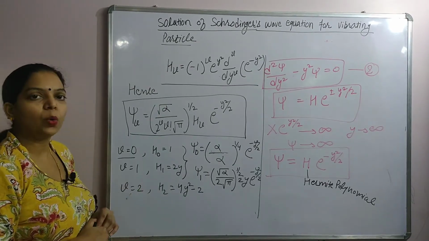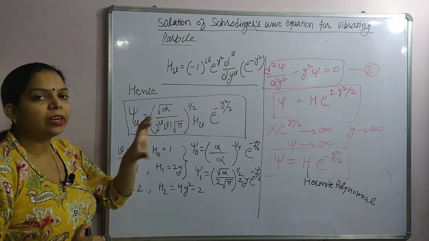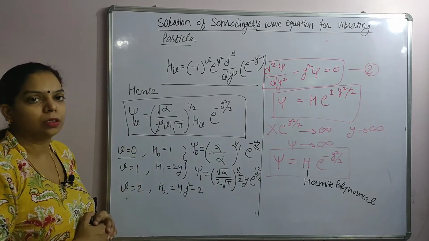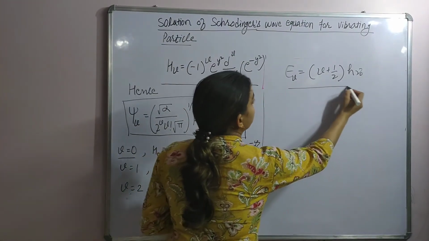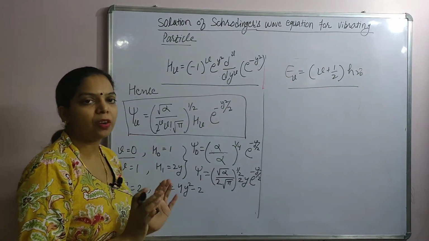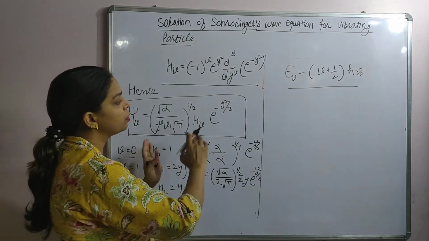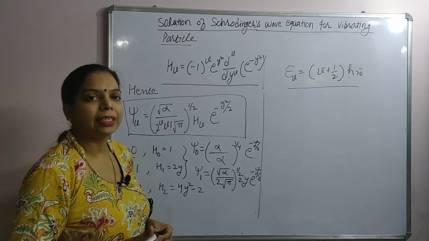Now let's find out the energy expression. We have already seen the expression. Now we will calculate it. We will solve that expression. So the expression for energy is this and for the wave function is this. So these two expressions are very important. On the basis of these two expressions, let us solve a few examples also.